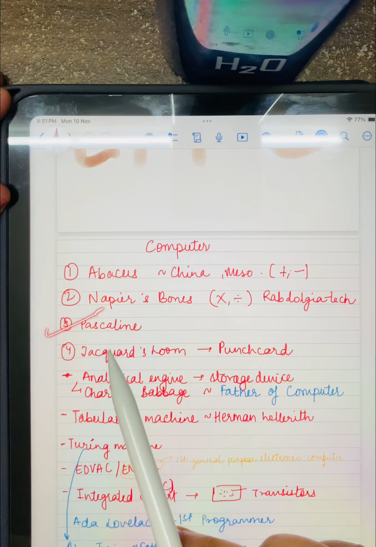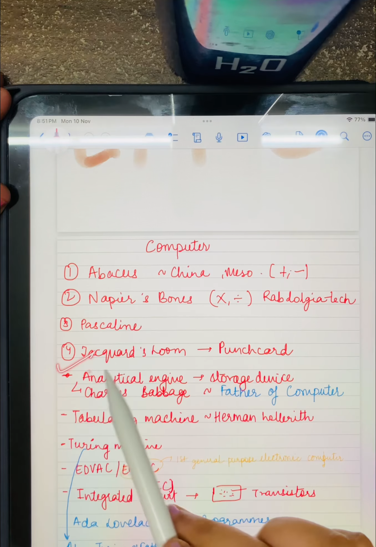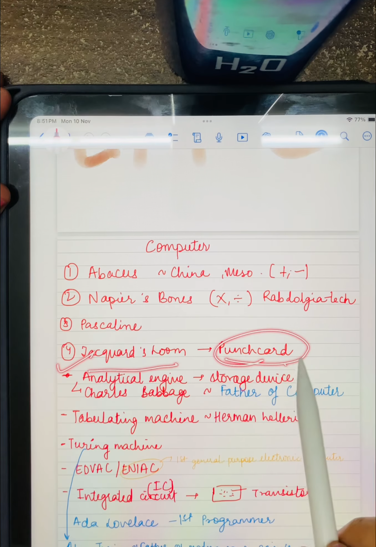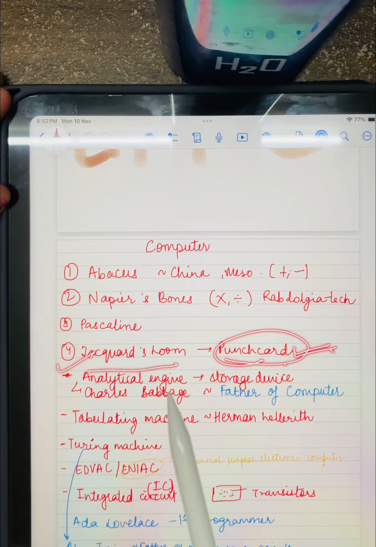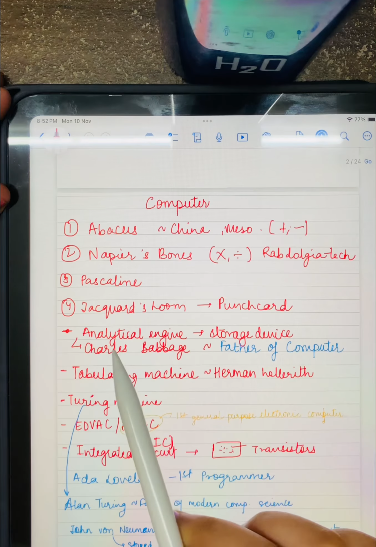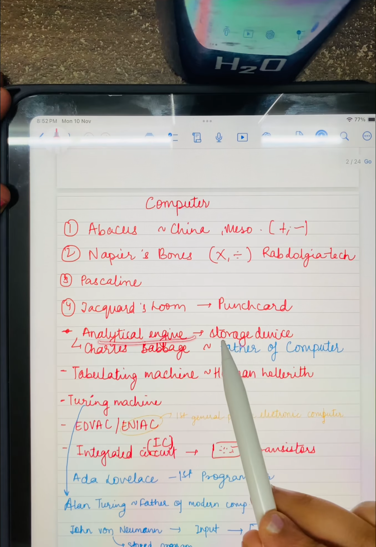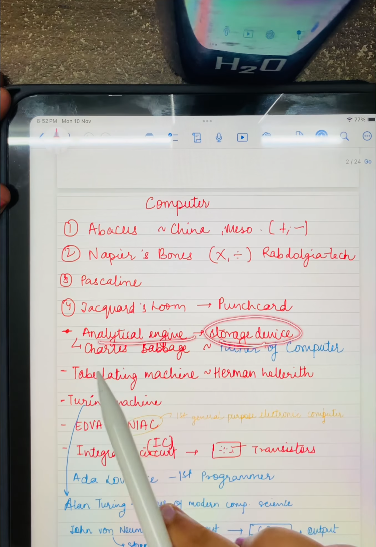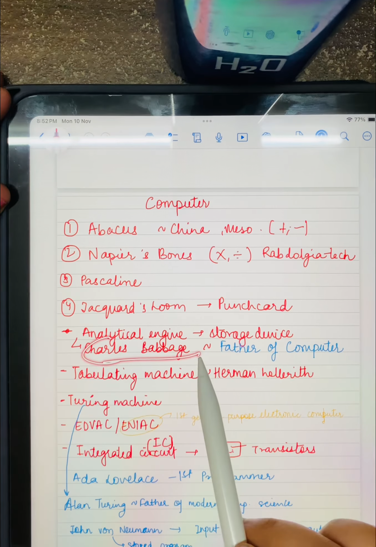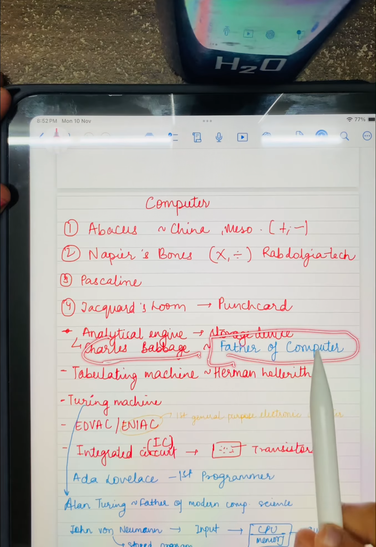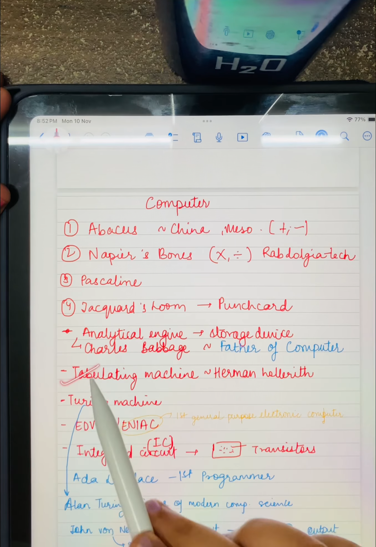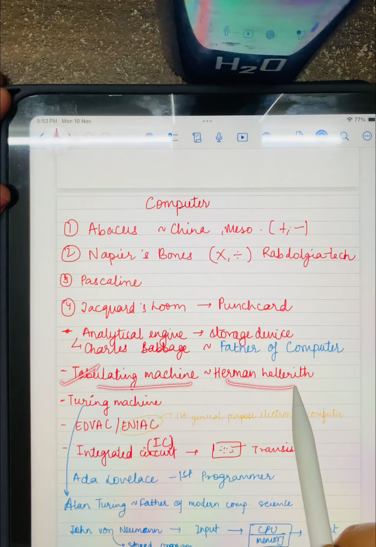Third we have Pascaline. Fourth is Jacquard looms, which has the feature of punch card. And now comes the analytical engine, which has a storage device. It was introduced by Charles Babbage. He is known as the father of computer. Then the tabulating machine by Hermann Hollerith.